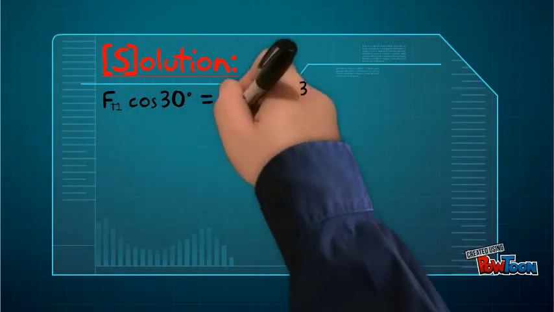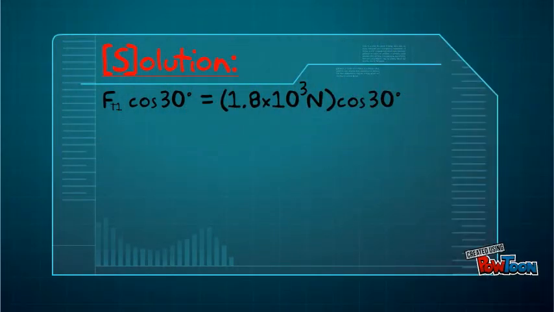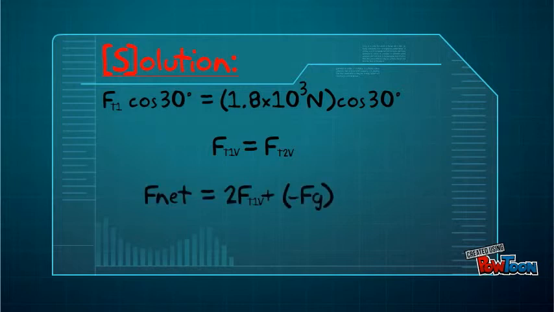Plugging in the value of the tension in rope 1 will give us this equation, which we will keep as is to avoid rounding errors. Since the magnitude of the tensions are equal, so are their vertical components. And as a result, we can sub this and rearrange our original equation to the net force is equal to 2 times the vertical component minus the force of gravity.